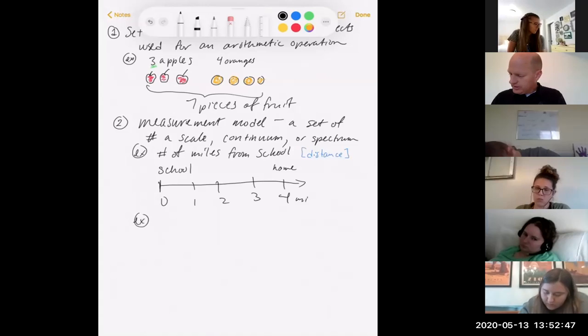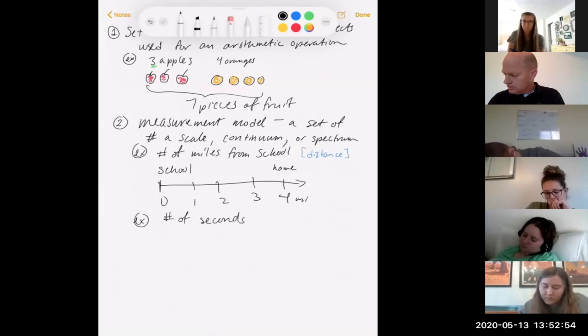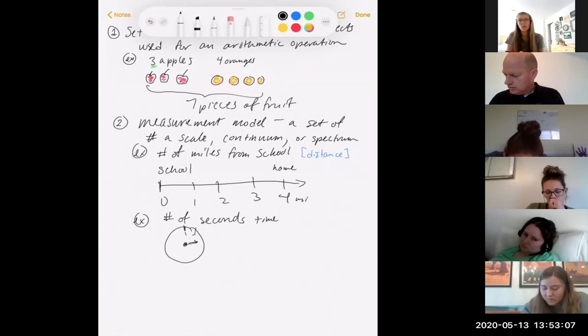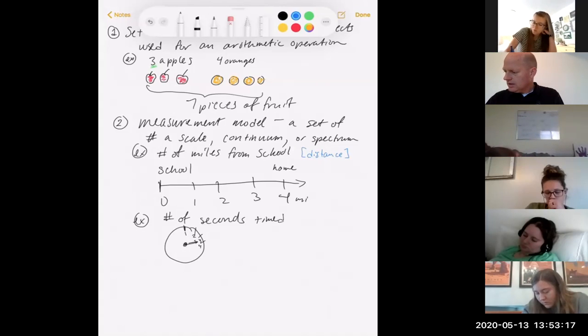And time. In the book they use time, number of seconds. Timed, let's say you're timing a race or timing cooking or something. So they have this depiction in the book of like this little thing, some sort of timer. So time is a measurement model.